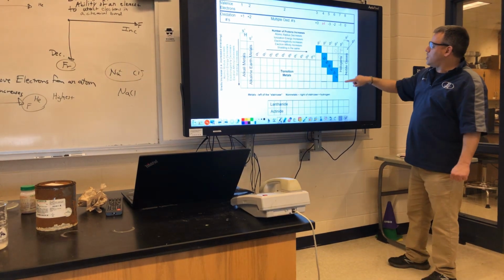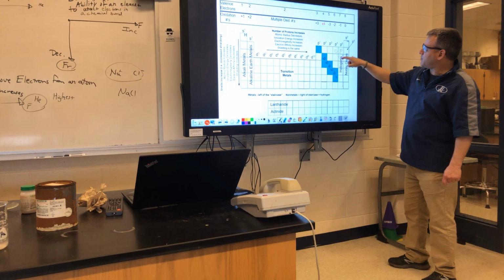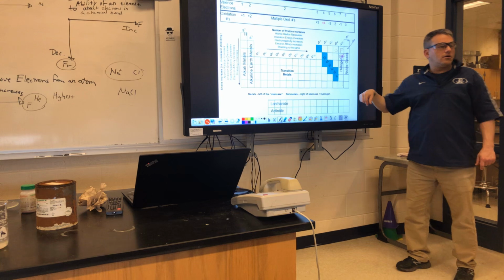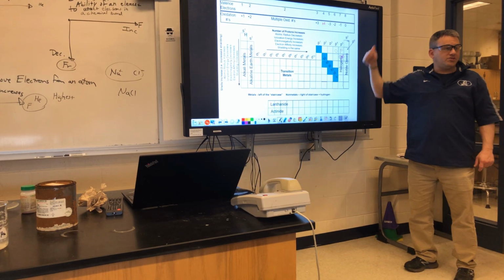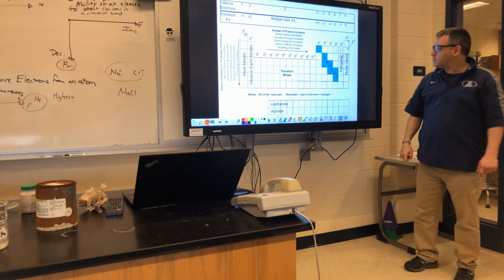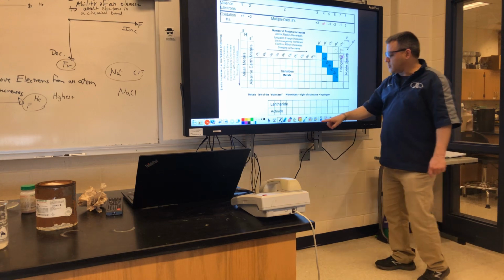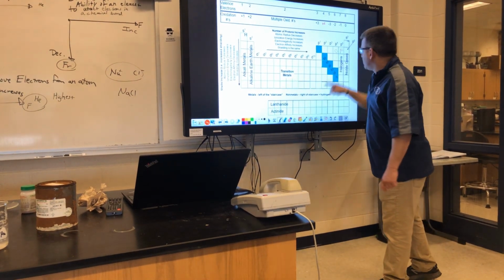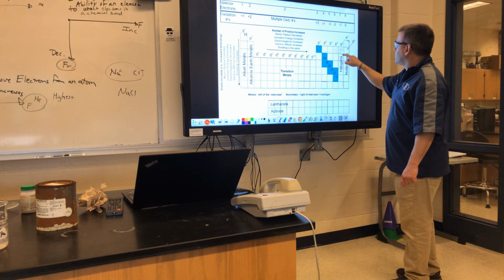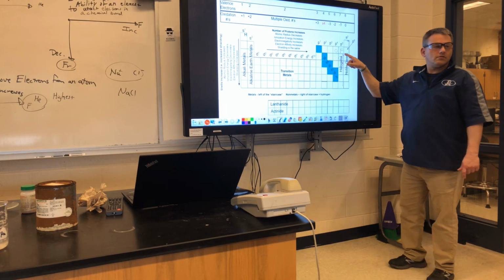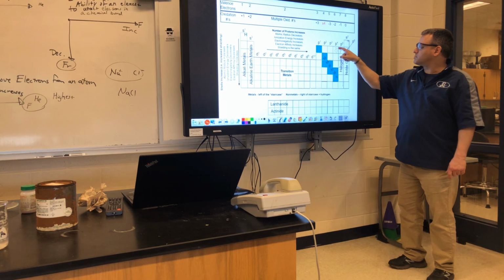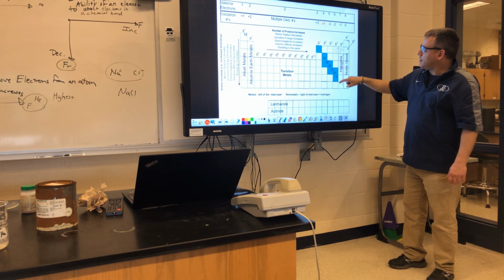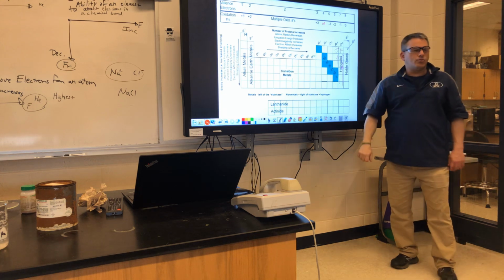So as you go up, what happens to the reactivity of elements on this side? They get more explosive. So chlorine is more explosive than fluorine. Oxygen's actually more explosive than fluorine. So as you go up the halogens and up the nonmetals, they get more explosive.